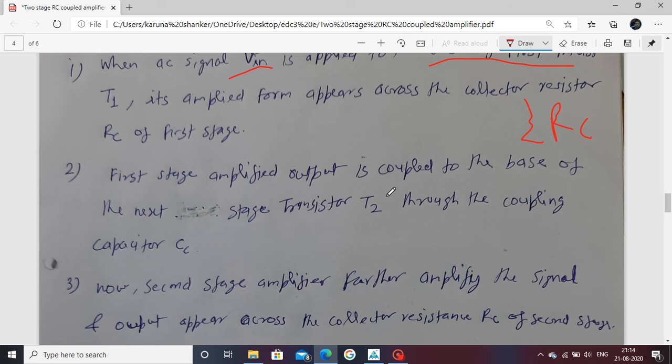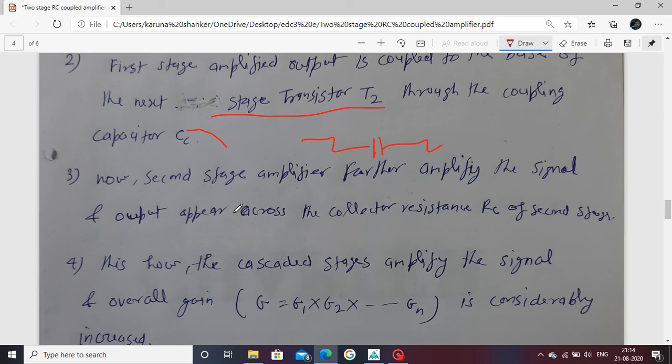Then the first stage amplified output goes to the base of the next stage transistor T2 through the coupling capacitor. As explained previously, one stage is connected through a coupling capacitor to the second stage. The second stage further amplifies the signal and the output appears across the collector resistance RC.